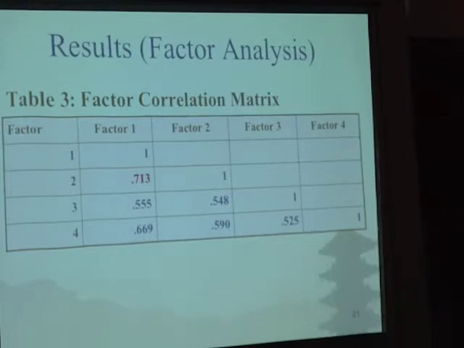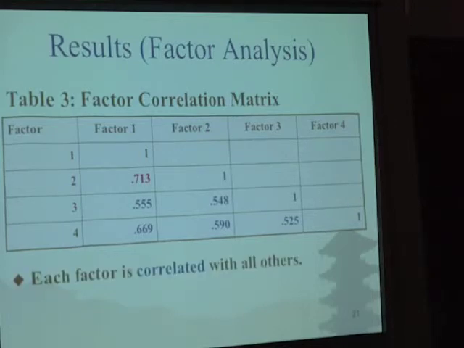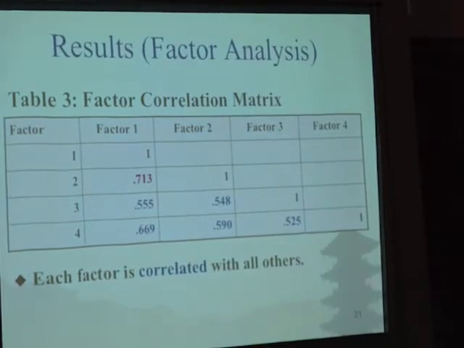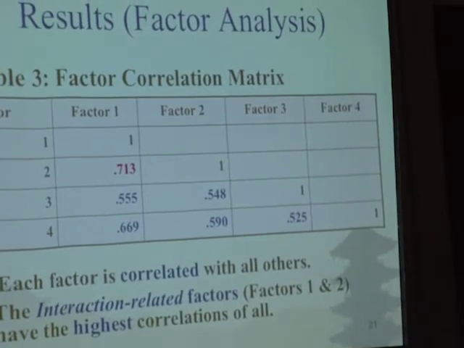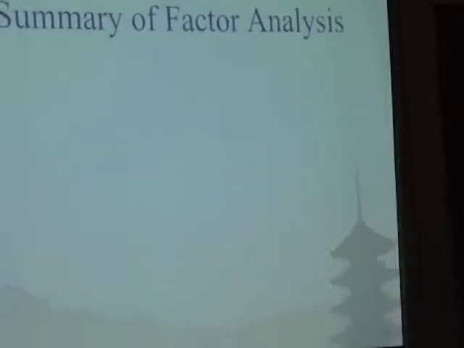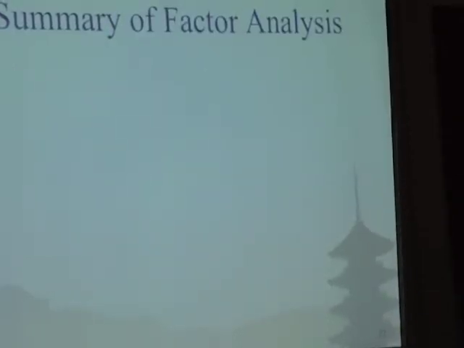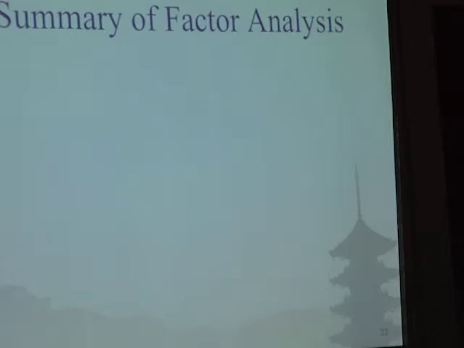Okay. This table, Table 3, shows the correlations between each of the 4 factors. This table reveals that each factor has a high or relatively high correlation with the others. It suggests that the perception of the learners' speech is a cognitive product of each subdivision closely interweaving with the others. Above all, factors 1 and 2, which are related specifically to speech interaction, have the highest correlation with each other.